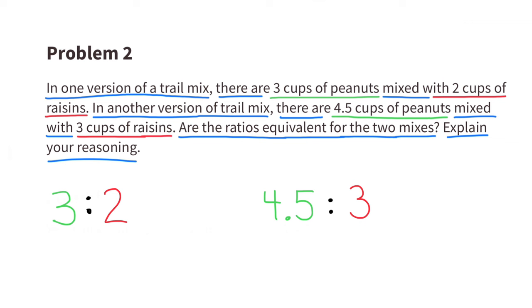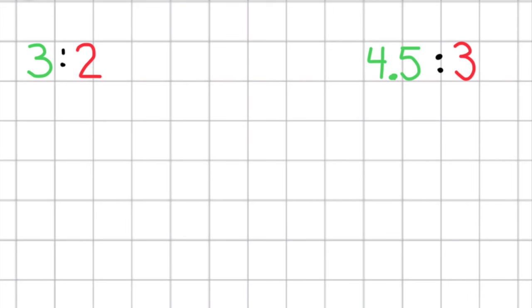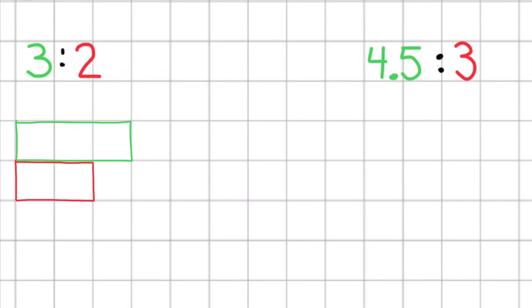One version of the trail mix has a 3 to 2 ratio, and the other version has a 4 and 5/10 to 3 ratio. 4 and 5/10 is the same as 4.5, so we could call that a 4.5 to 3 ratio. I'm going to illustrate what a 3 to 2 ratio and a 4 and 5/10 to 3 ratio would look like. The green represents 3 units, and the 2 represents 2 units.